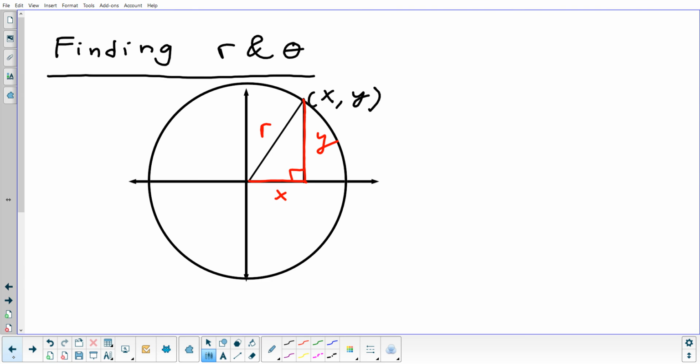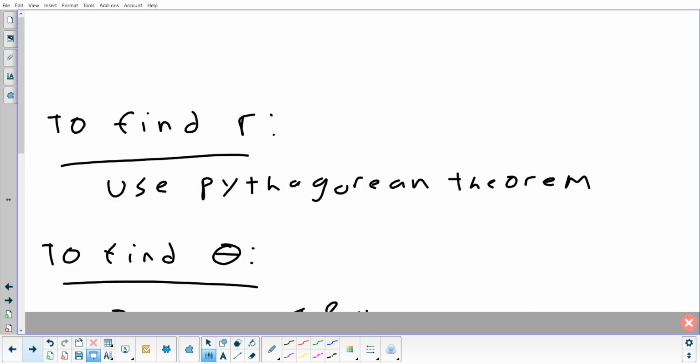Tim? We use the log cosine. No, we use the Pythagorean theorem. Yeah. And what would you write? What would it be? X squared plus y squared equals r squared. Yeah, I actually have that written already right here.